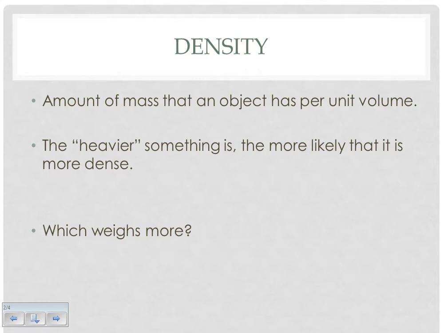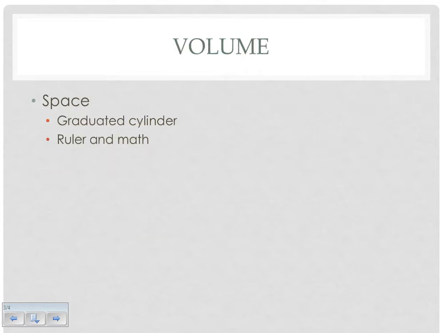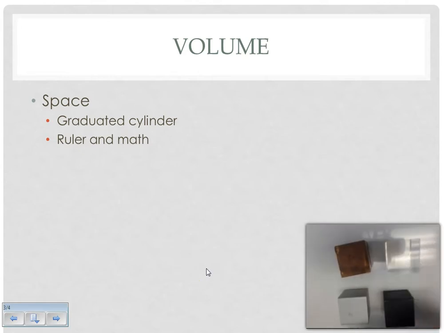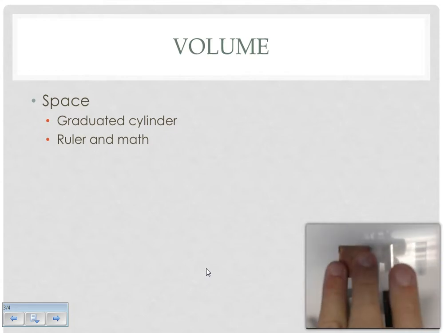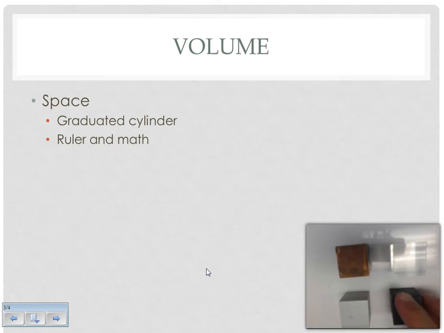Okay, well, let's take each quality individually, and so we'll start with volume. Volume is how much space something takes up, and so we can either use a graduated cylinder or a ruler in math. But look down in the corner, and you will see a couple of blocks. These I picked because they're different colors and they're kind of easy to see. This is an acrylic block, and this is made out of copper and aluminum, and this is iron or steel. Okay. Now, all of these four blocks have the same size.